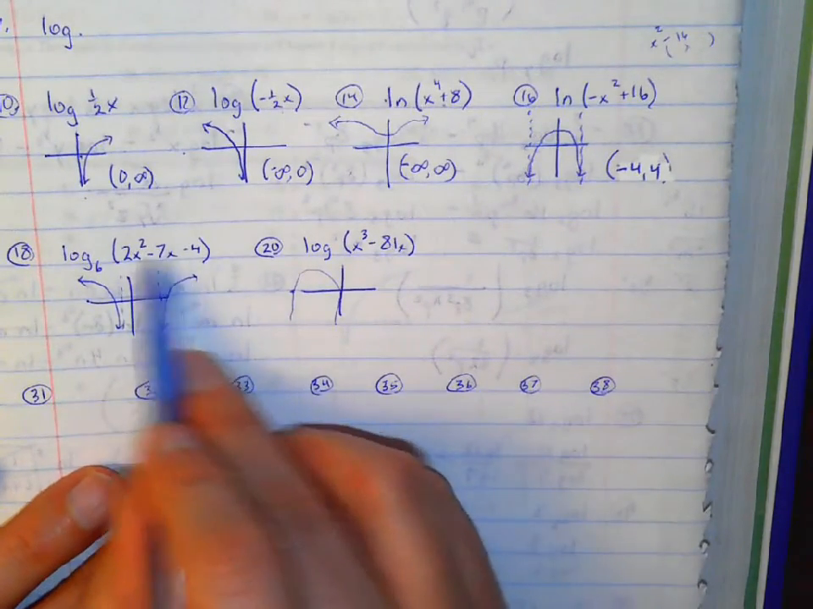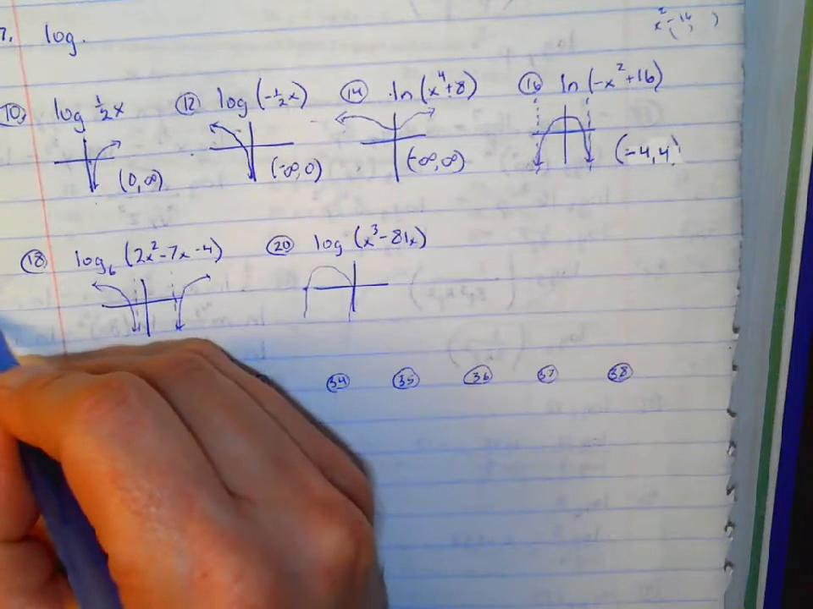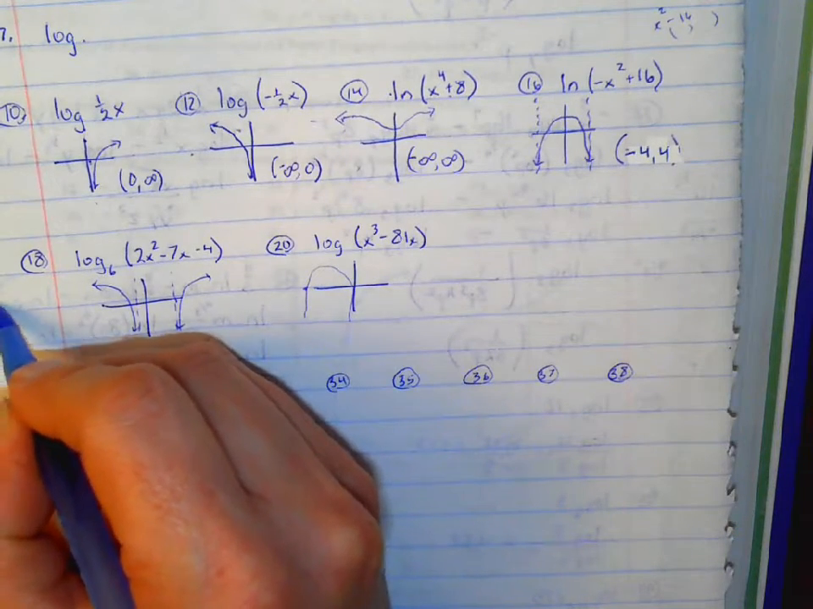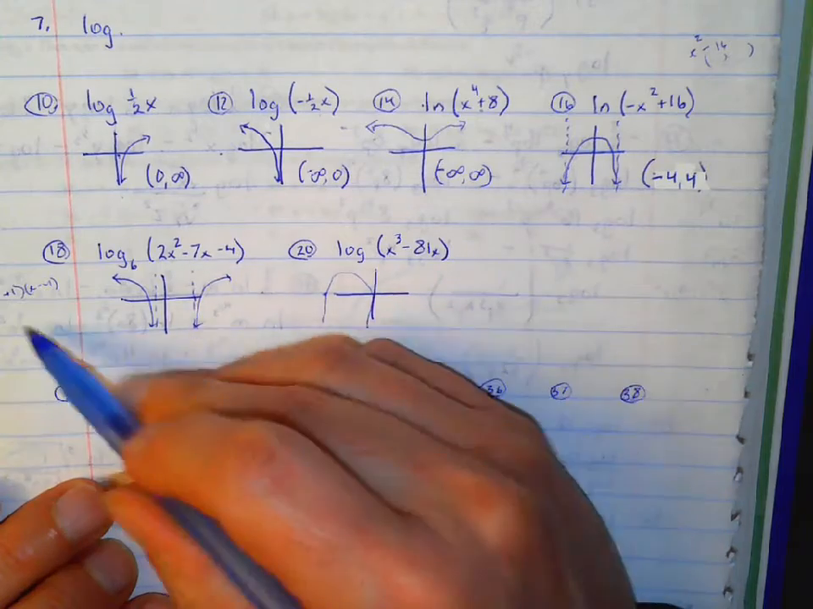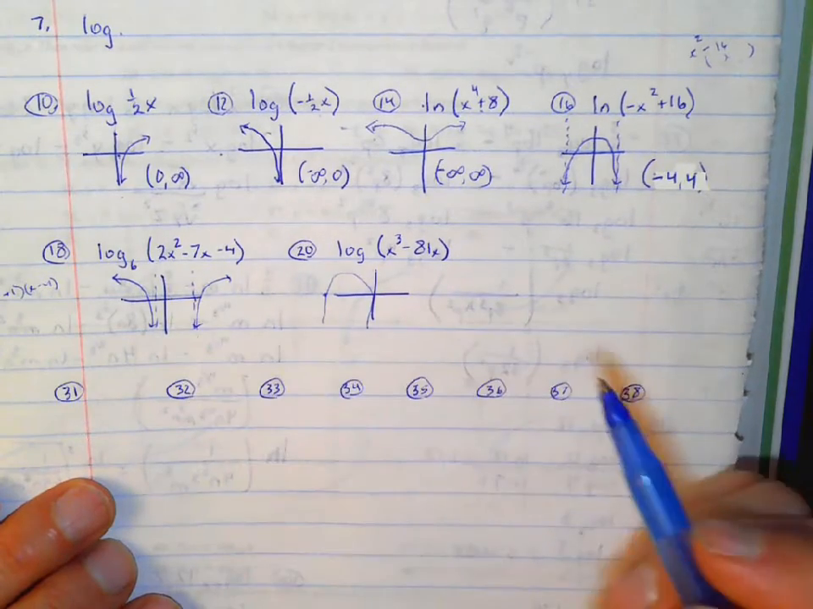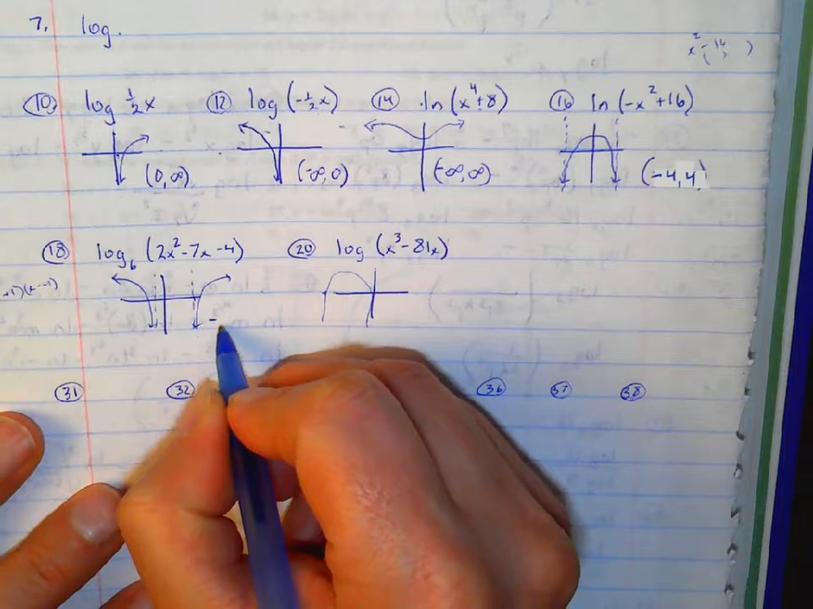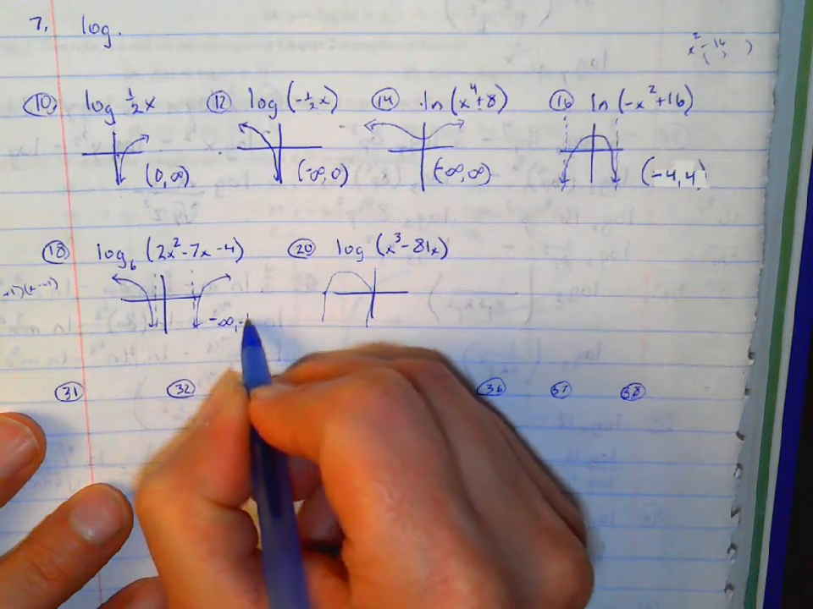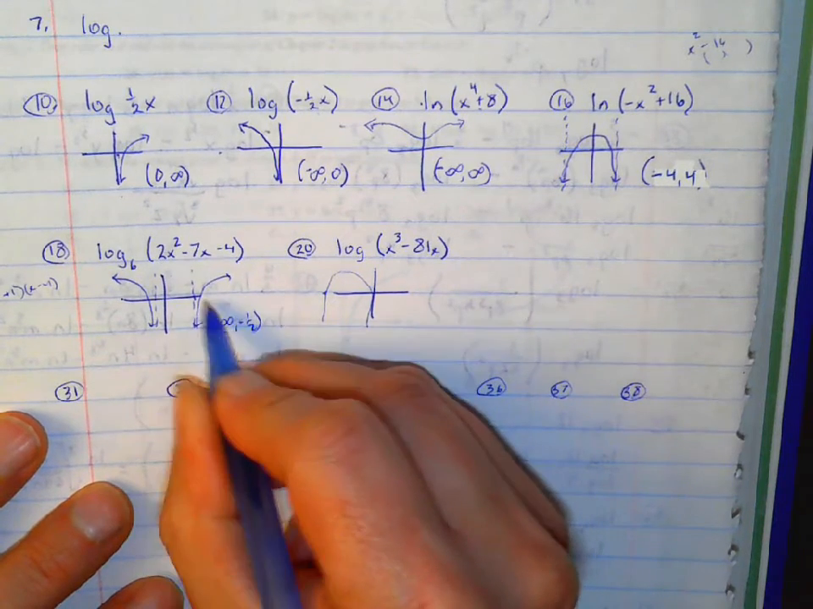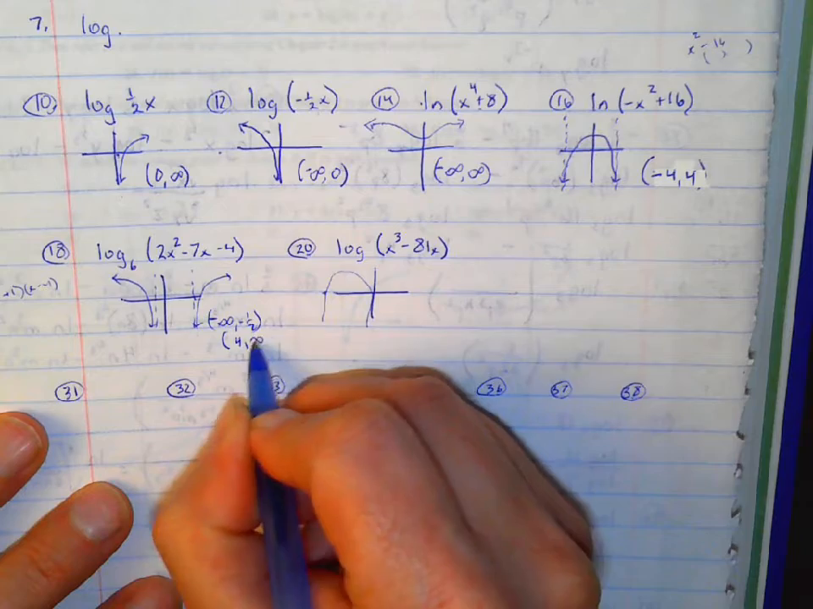Okay, look at this. If you would take this and factor it, you would have 2x plus 1 and x minus 4. So I have asymptotes at 4 and at -1/2. Okay, so my domain would go from -infinity to -1/2, and then also from 4 through infinity.